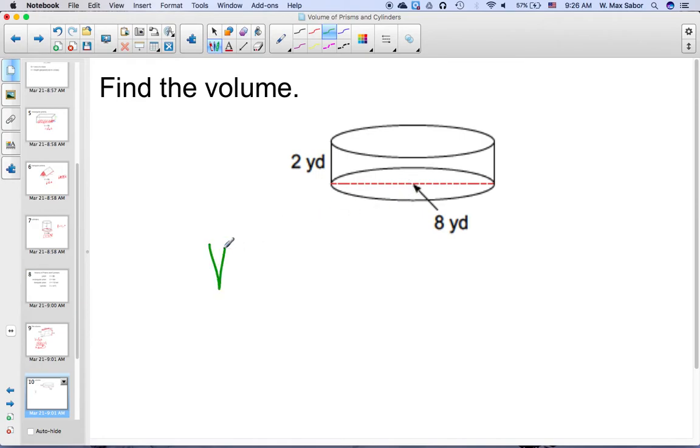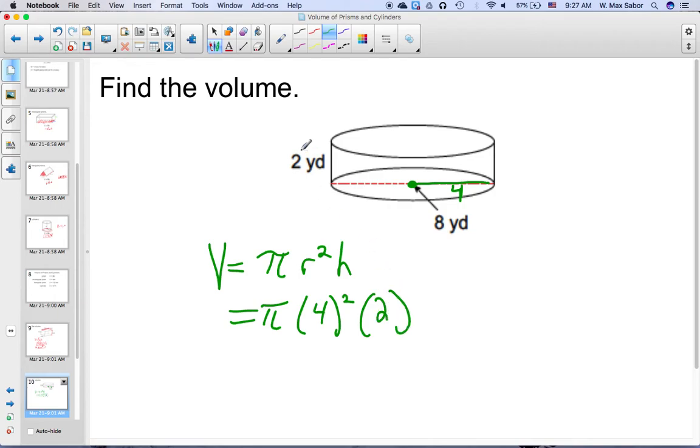For this, we have pi r squared h. So r is not 8. r connects the center to the side, so r will be 4, and 2 is our height. So 4 squared is 16 times 2 is 32 pi, and then cubic yards.